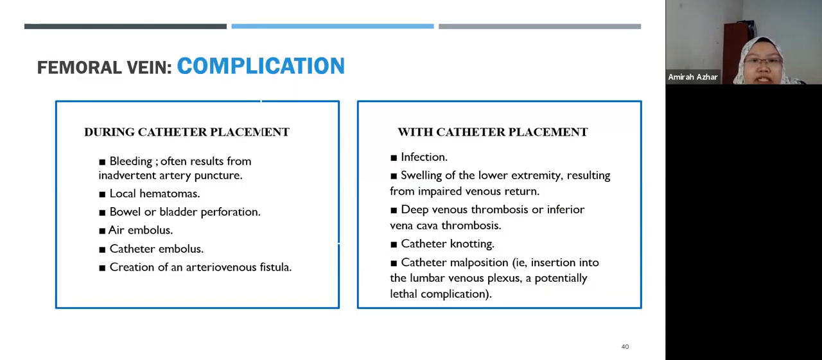Okay, the complications occur during catheter placement and also after catheter placement. During placement, the patient can have bleeding, hematoma, air embolus, catheter embolus, and also arteriovenous fistula. After the catheter is placed, the child is at risk of infection, swelling of the lower extremity, deep vein thrombosis, catheter damage, knotting, or malposition.